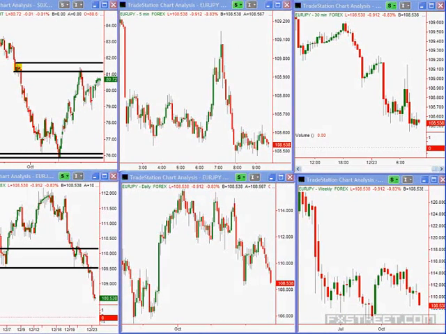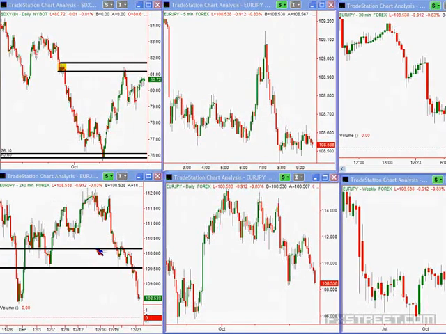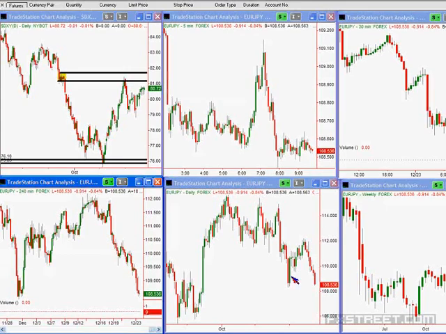Okay, let's take a look at Euro Yen. Someone wanted to look at that. Here it is. All right, let me clean this up a little bit. So big picture, yeah, this thing has been way down.